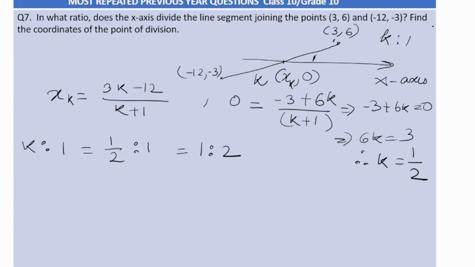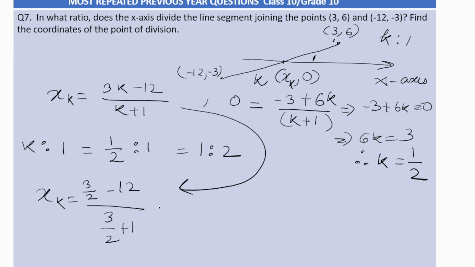Then what is the question asking? Find the coordinates of the point of division. Now we know y coordinate is 0. Now if we put the value of k here, then we can find the value of xk. So xk will be equal to 3 by 2 minus 12, because 3 was there and I just did into 1 by 2. And here it will be 1 by 2 plus 1, because k's value is 1 by 2.